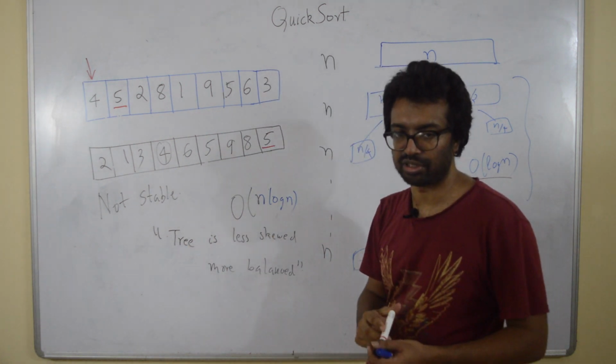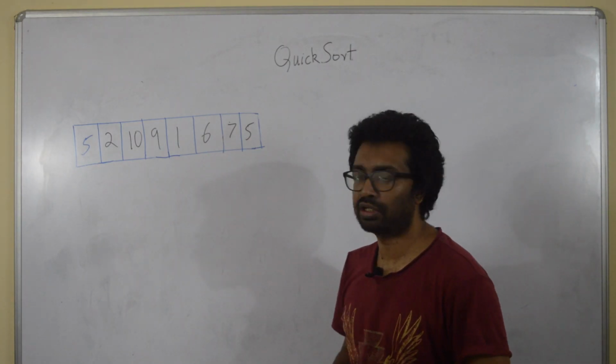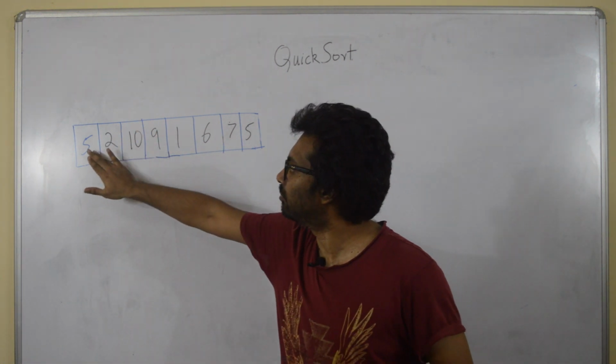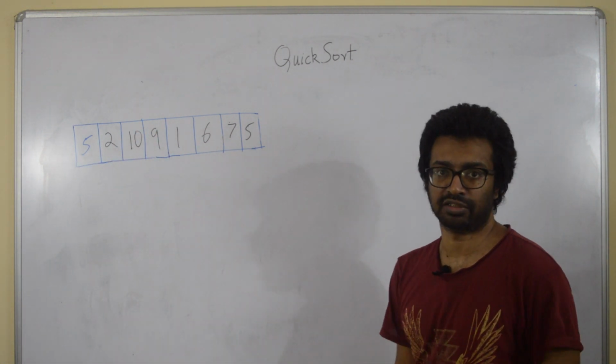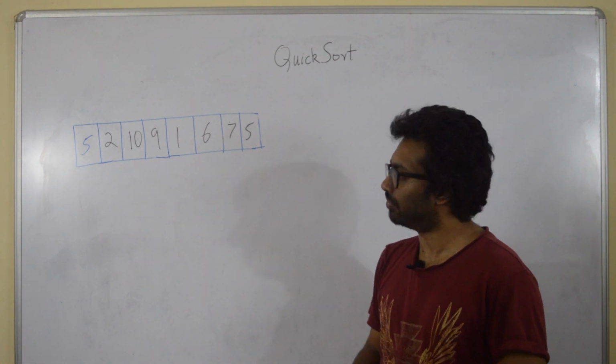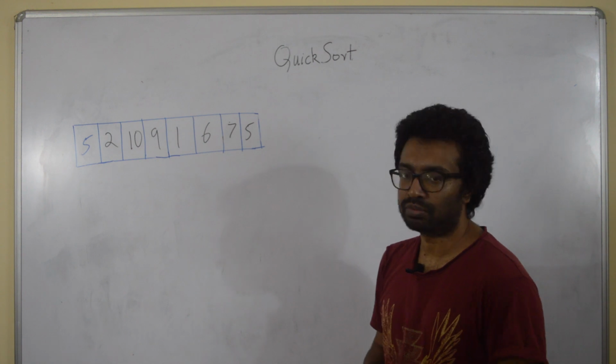Right, this is not stable. Let's look at an example for quicksort. Let's go through the recursive depth also. First thing, I'm going to choose 5 as the pivot because that's our assumption. We are going to always choose the leftmost element as the pivot. 5 is the pivot, and therefore what is it we are going to do?